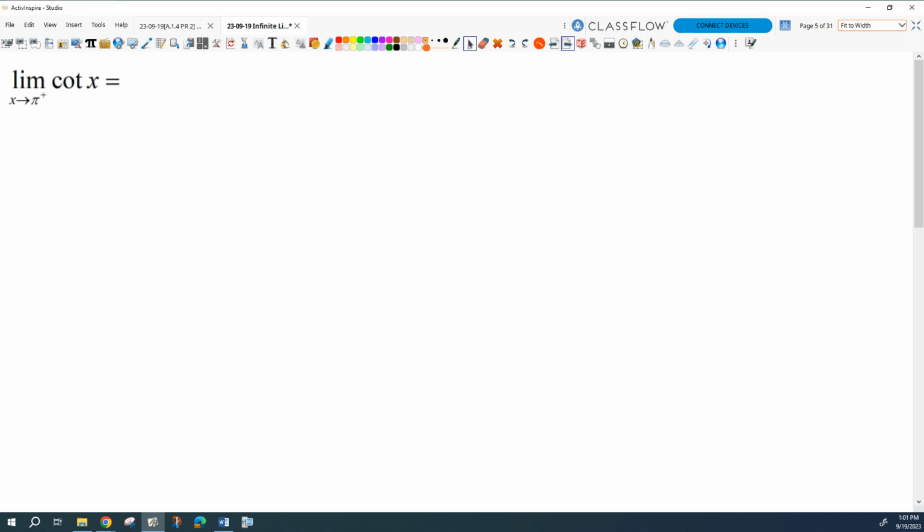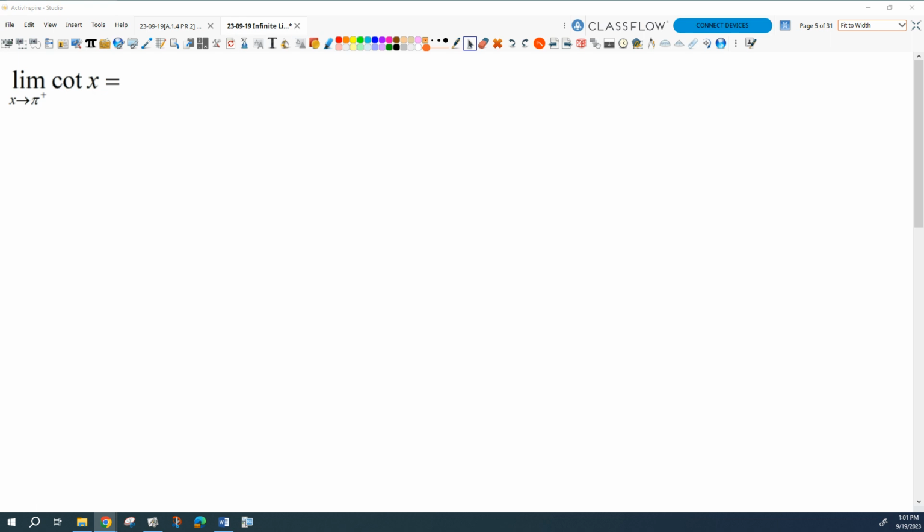Okay, how about this guy? These trig ones are good to struggle through because you get a little insight into how you deal with these things. Okay, so the limit of cotangent x as x approaches pi from the right. Now, I never remember what a cotangent graph looks like on its own, but we can always come up with it. What do we probably do with this cotangent function to make it easier to deal with?